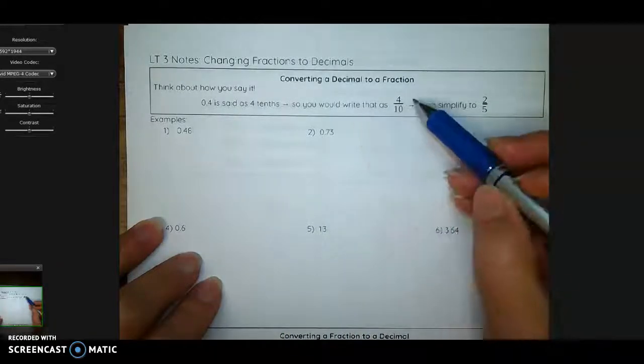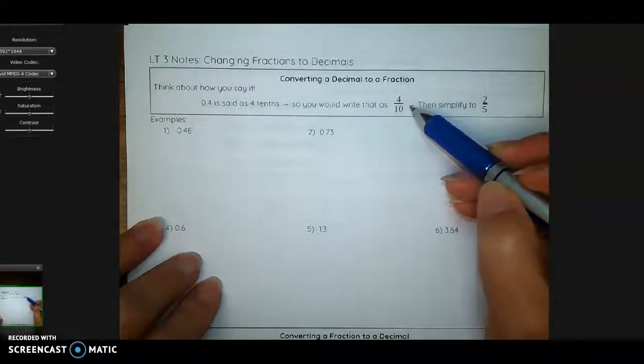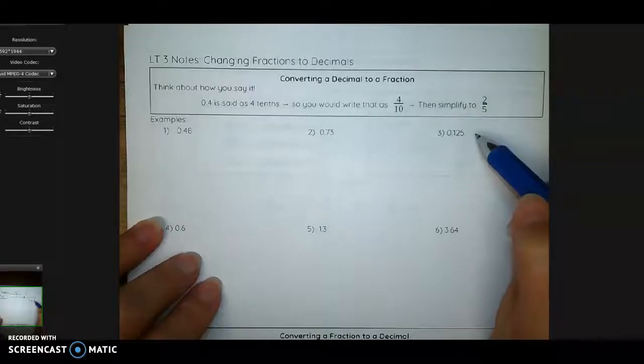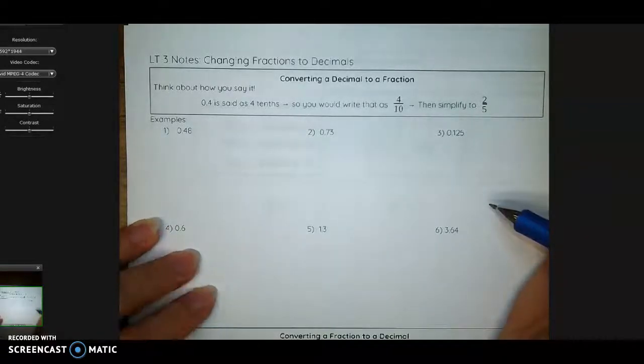And you're like, 4/10. Well, as a fraction, I would write that as 4/10. 4 out of 10. And then I could simplify that to 2/5 or 2 out of 5. So let's try a couple examples.